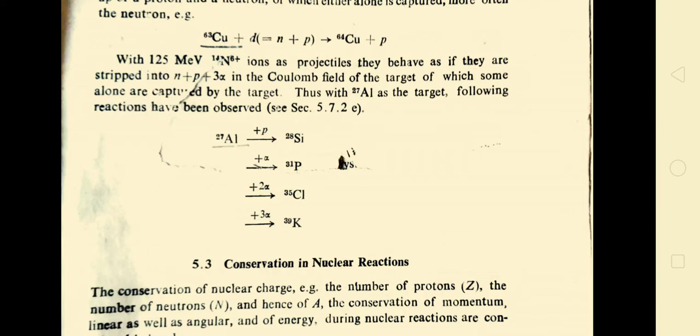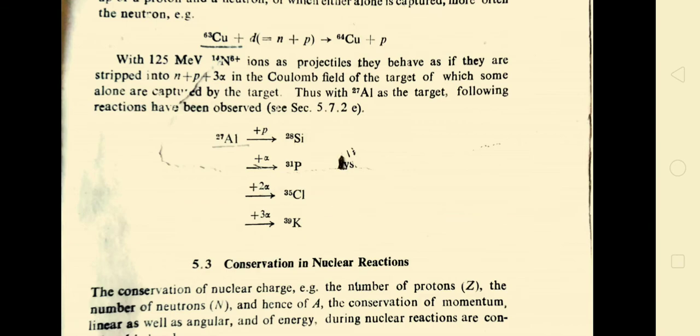When 27 aluminium is bombarded with a nitrogen ion, what happens? When the proton acts as a projectile, we get 28 silicon. The particles other than the proton, that is the neutron and 3 alpha particles, are ejected as ejectile particles. When an alpha particle is absorbed, we get 31 phosphorus. So the neutron and proton are ejected as ejectile particles. When 2 alpha particles are absorbed by the target nucleus, we get 35 chlorine. When 3 alpha particles are absorbed, we get 39 potassium.